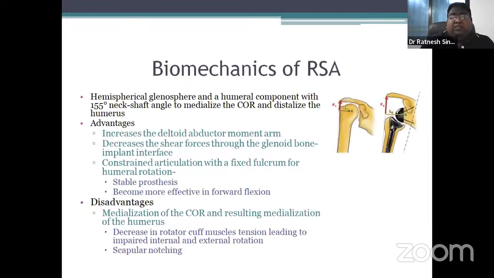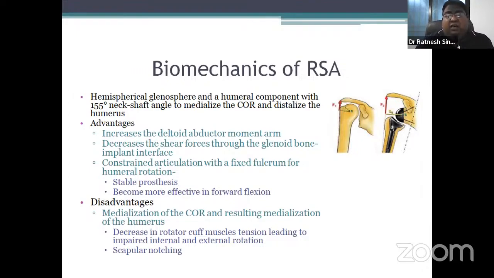Now coming to the biomechanics of the reverse shoulder, which is changed when we reverse the surfaces. So what happened in reverse shoulder arthroplasty? The center of rotation is both medialized and distalized. This leads to both advantages and disadvantages. The advantage is that it increases the deltoid abductor moment, because the deltoid is the main muscle responsible, in the absence of the rotator cuff, for abduction and forward flexion of the shoulder. So reverse shoulder basically relies on the function of the deltoid muscle for abduction and forward flexion.